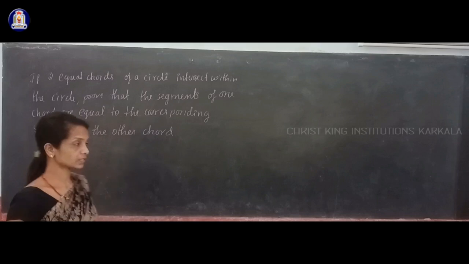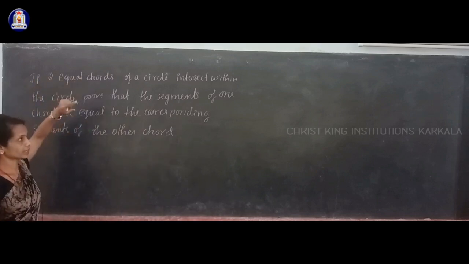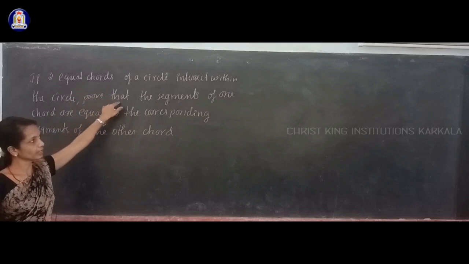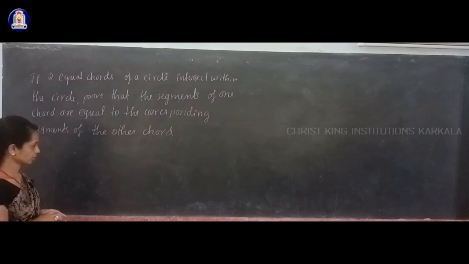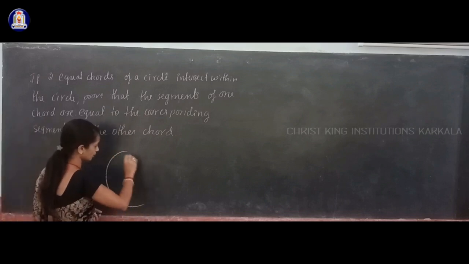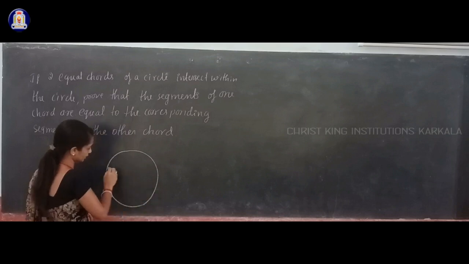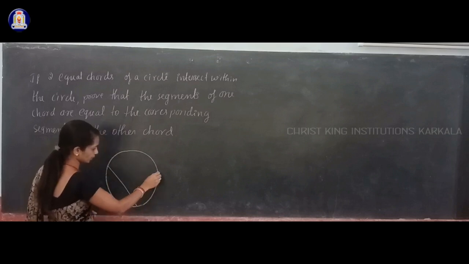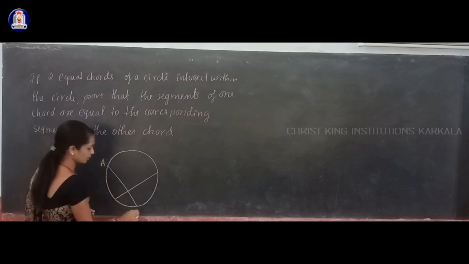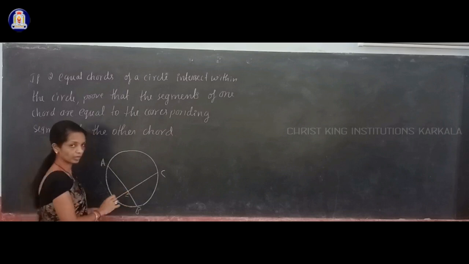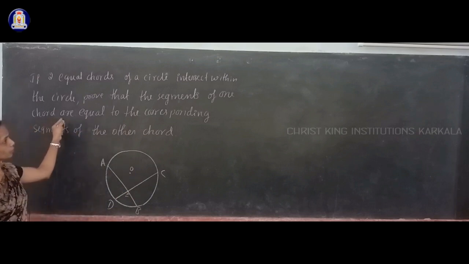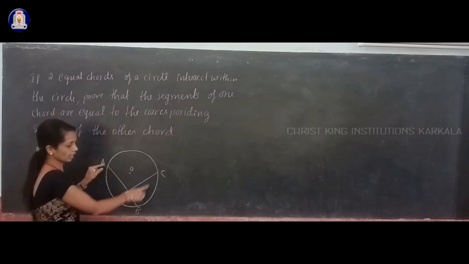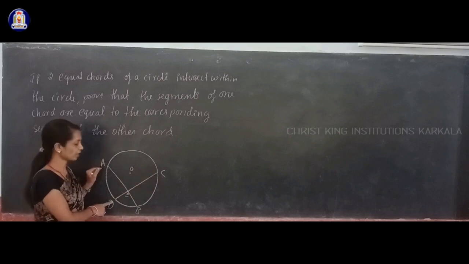Next problem is that if two equal chords of a circle intersect within the circle, then prove that the segments of one chord are equal to the corresponding segments of another chord. So you have to take two equal chords in the circle such that they are intersecting within the circle. I'll take two equal chords AB and CD, and they are intersecting within the circle at a point E, and we take the center of the circle as O. What we have to prove? We have to prove that the segments of one chord are equal to the corresponding segments of another chord CD.